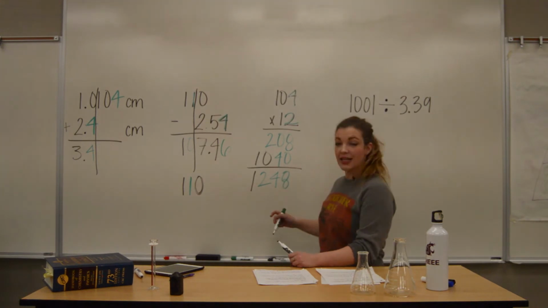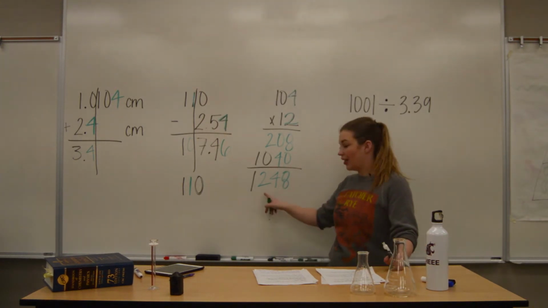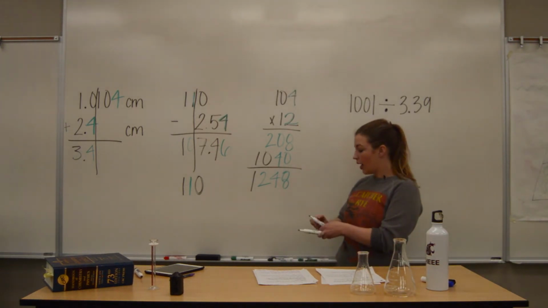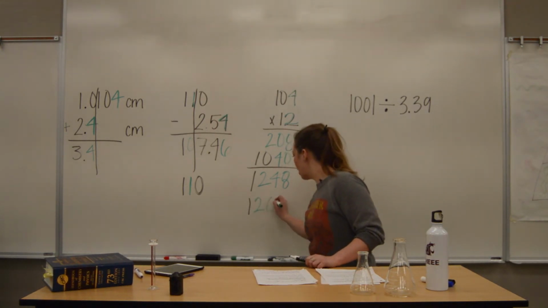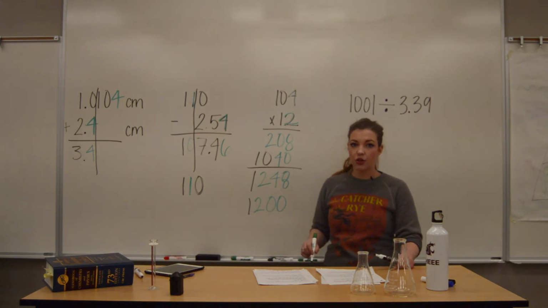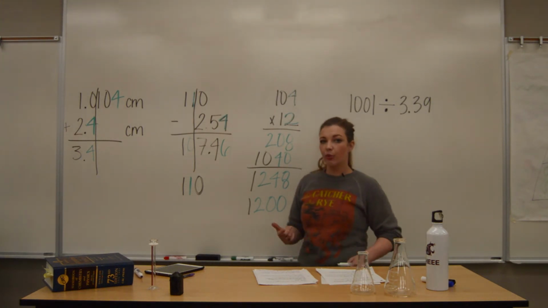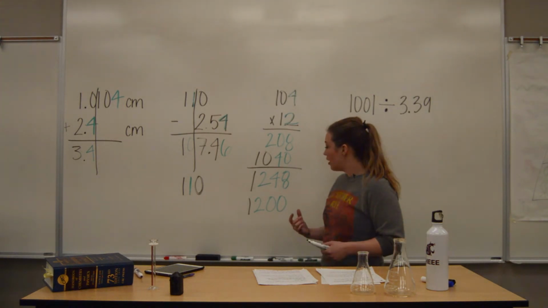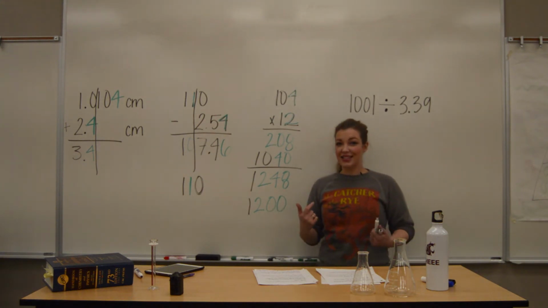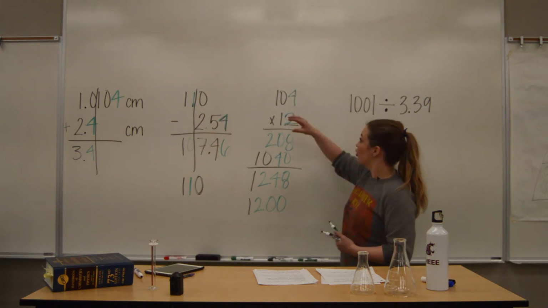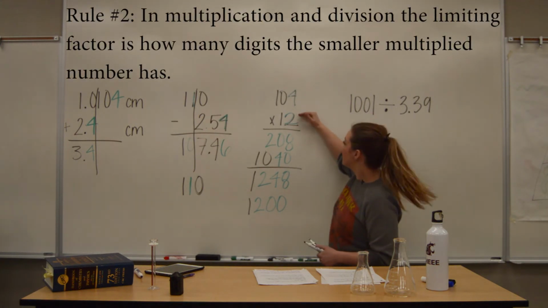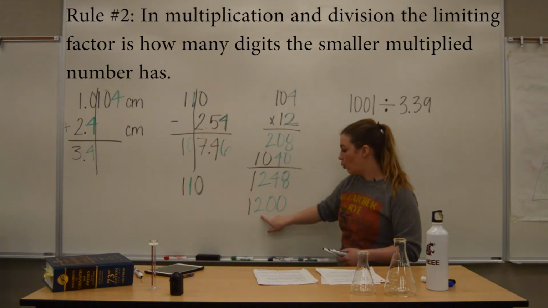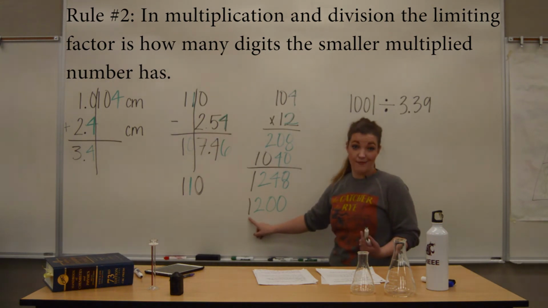1,248. Same thing, when you report your answer, you can only have one uncertain digit. So our answer is going to be 1,200 due to rounding. So the rules for multiplication and division are that you can write as many significant digits as your measurement with the fewest number has. So this measurement has 3, this measurement has 2. I can only report 2 in my answer.